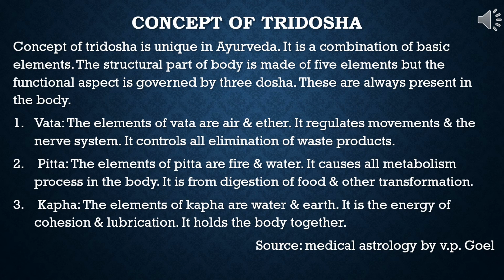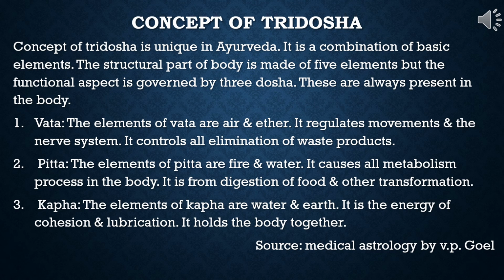Concept of three dosa. The concept of three dosa is unique in Ayurveda. It is a combination of basic elements. The structural part of the body is made of 5 elements, but the functional aspect is governed by 3 dosa. These are always present in the body. Number 1. Vata. The elements of Vata are air and ether. It regulates movement and the nervous system. It controls all elimination of waste products.